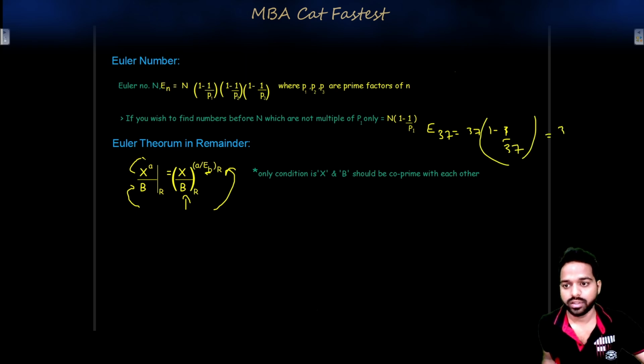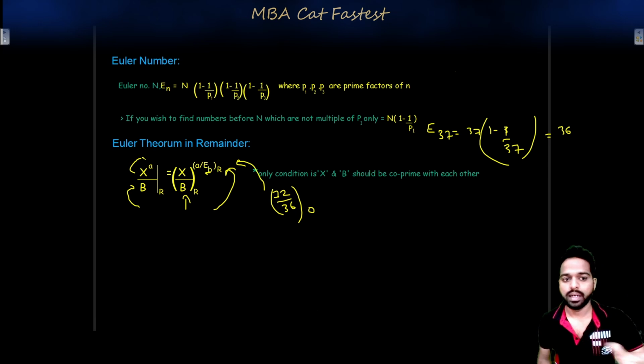This will yield your result 36. Now if you wanted to find out, you just need to put the Euler number. This will diminish the power. If the power is, let's say, a is equal to 72 over here, then when 72 is divided by 36, it will yield a remainder of 0, right? So this has already diminished a lot of power, and a lot of your work has been made easier. So you can use Euler theorem in that context.